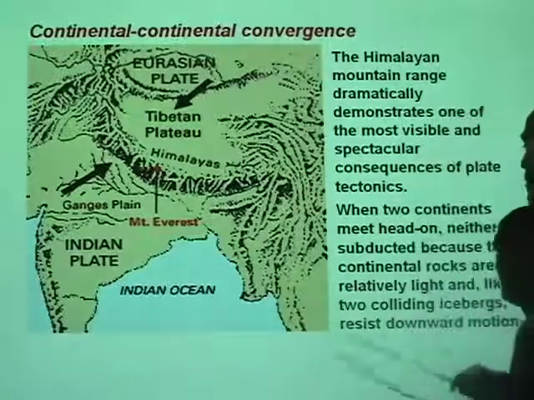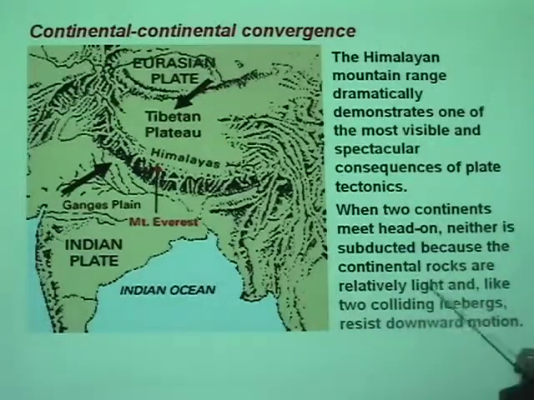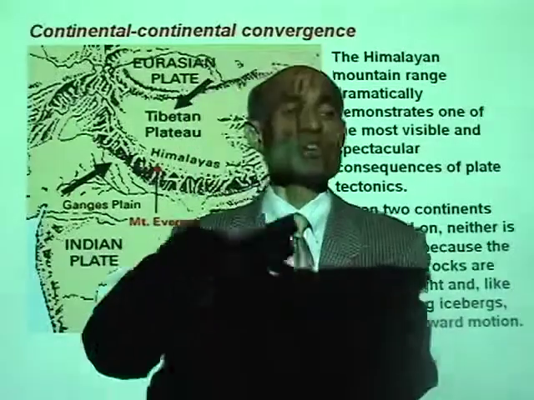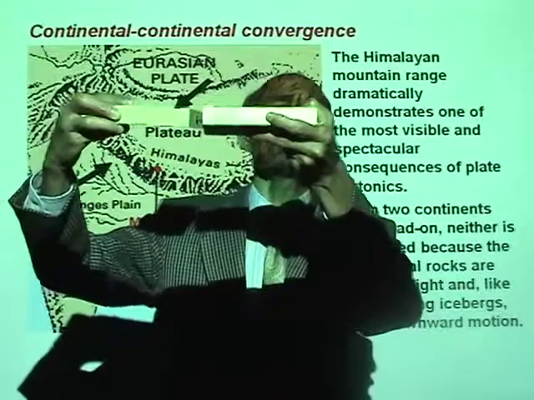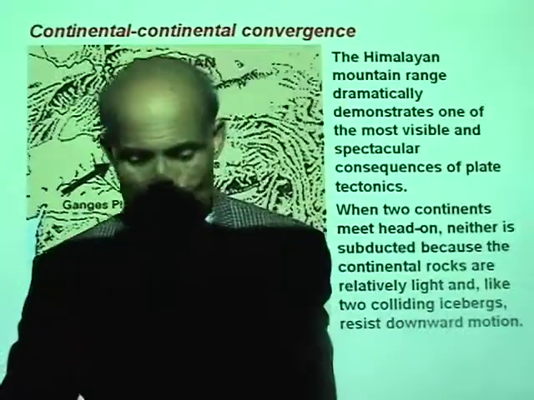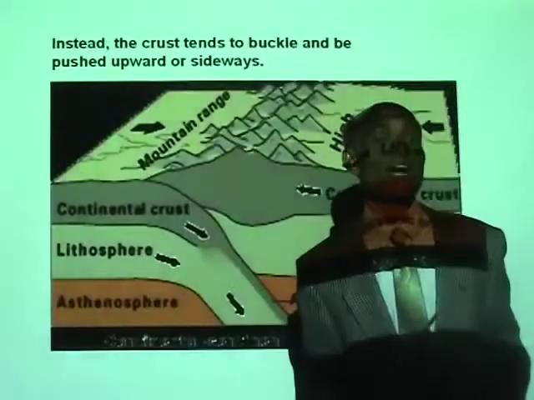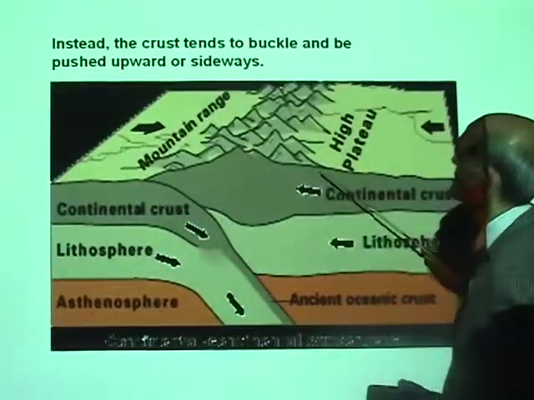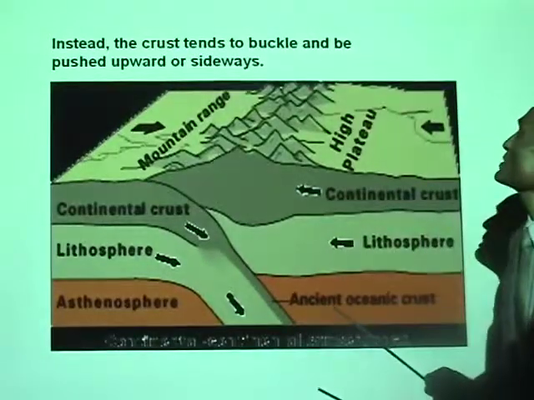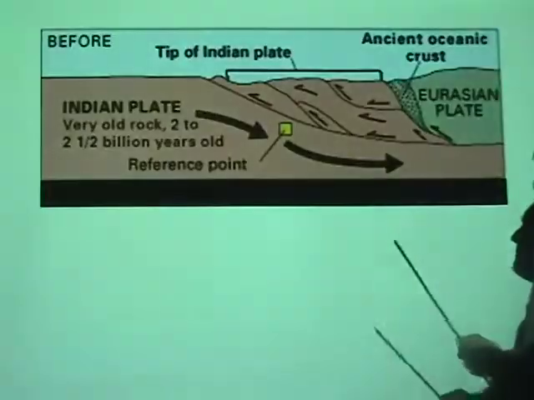They will buckle up. So, when two continents meet head-on, neither is subducted because the continental rocks are relatively light, like two colliding icebergs. They resist the downward motion. That means they're going to buckle up and rise. Instead, the crust tends to buckle and push upward or sideways. And there you are. The continental crust and the continental crust will meet, buckle up and rise, and look at the mountain ranges that are produced. Mountain ranges, high plateaus. In fact, the Tibetan plateau is a good example of this.